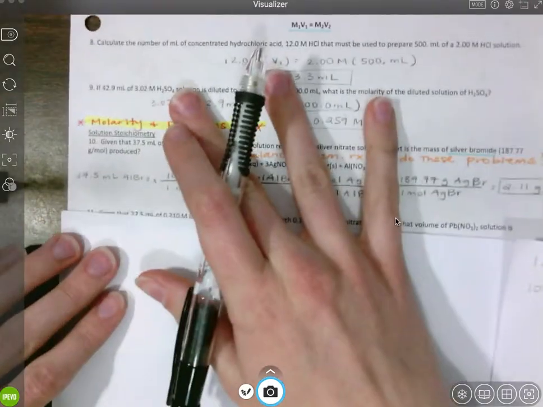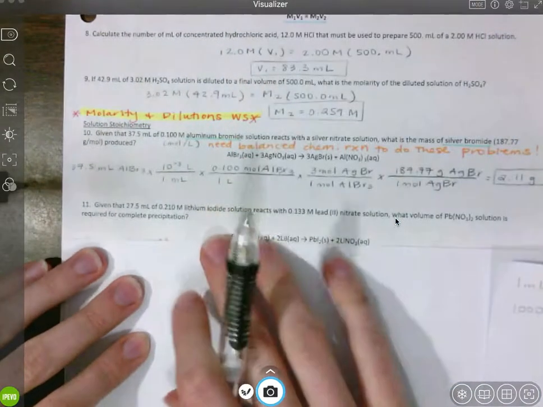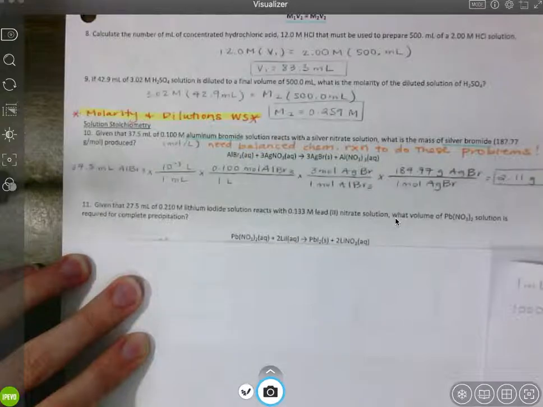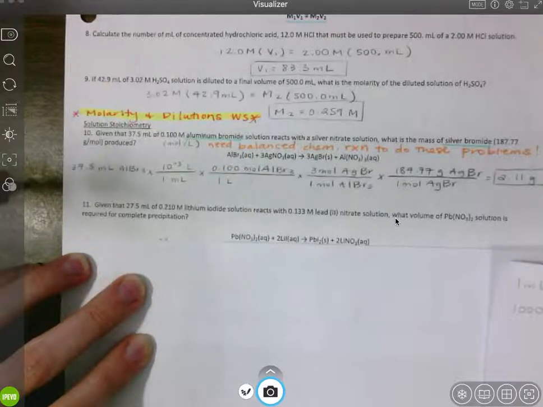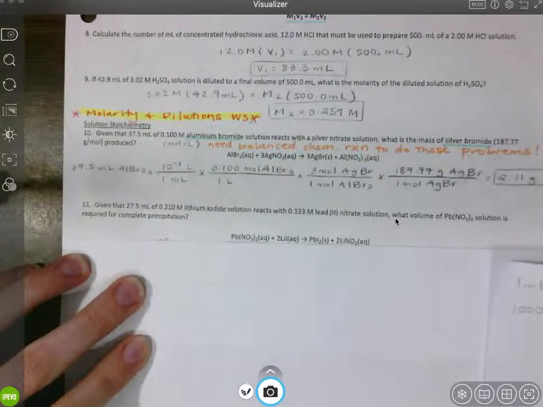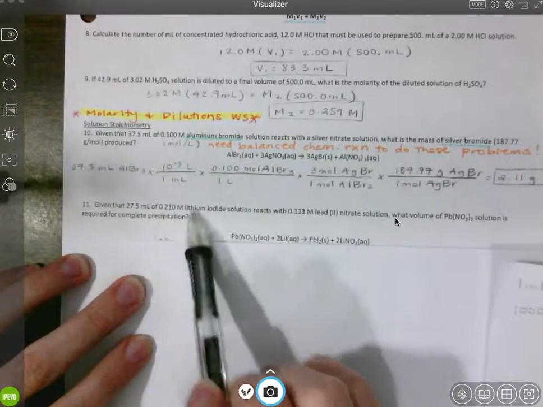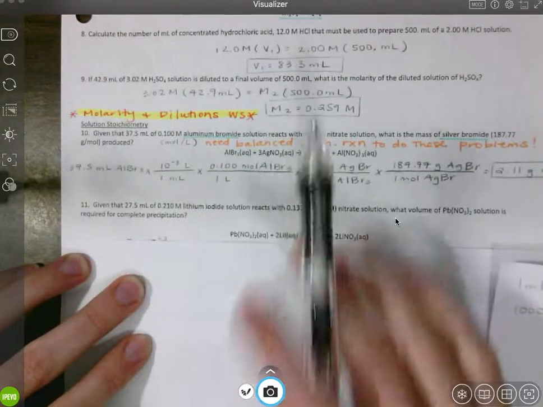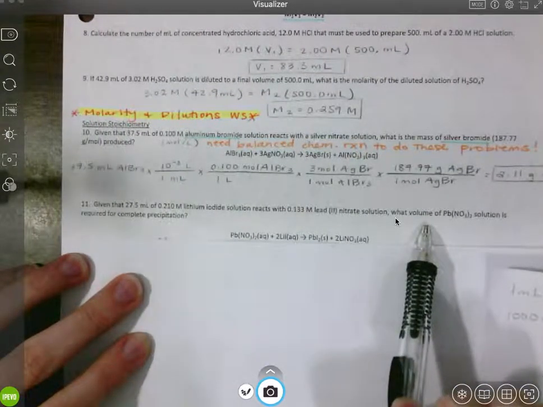Okay, let's look at example number 11. It says, given that 27.5 milliliters of 0.210 molar lithium iodide solution reacts with 0.133 molar lead-2 nitrate solution, what volume of lead-2 nitrate solution is required for complete precipitation? So let's think about our units. We know everything for lithium iodide: we're given milliliters, and the molarity, the concentration, of lithium iodide. We know the molarity of our lead-2 nitrate, and we want to know the volume of lead-2 nitrate.